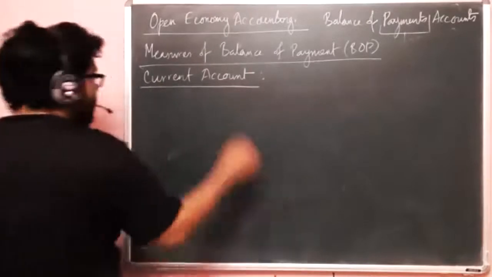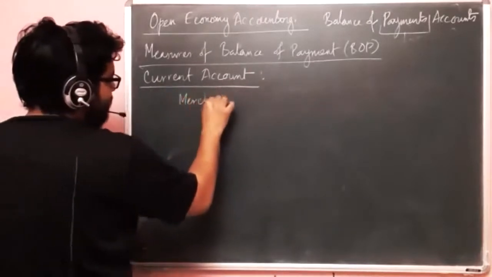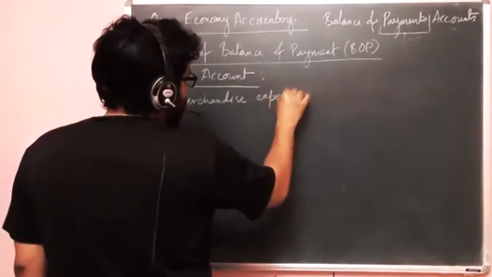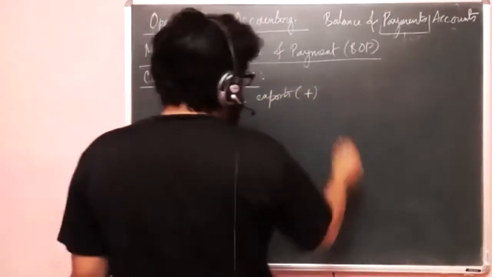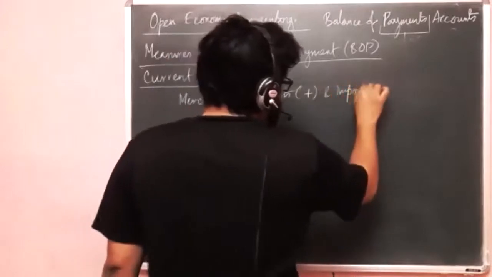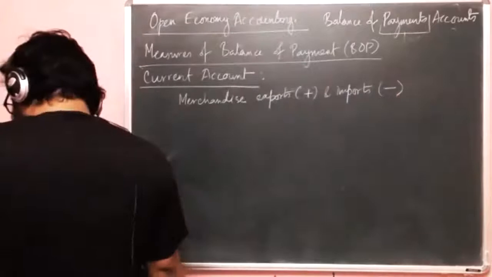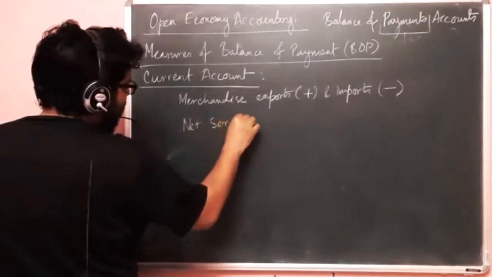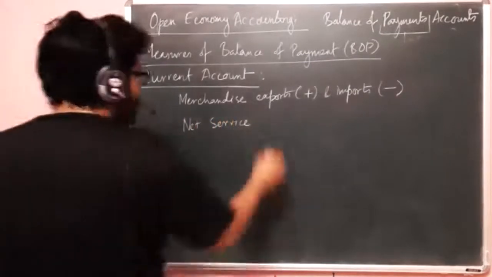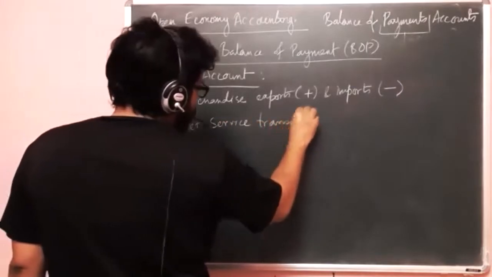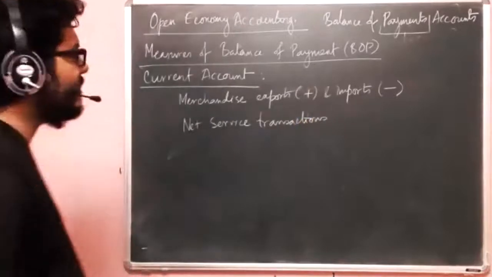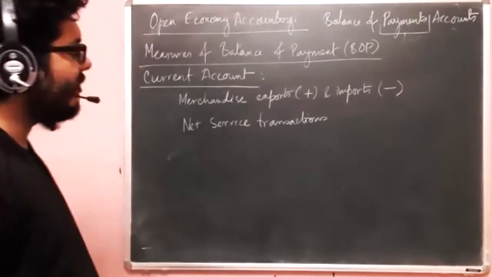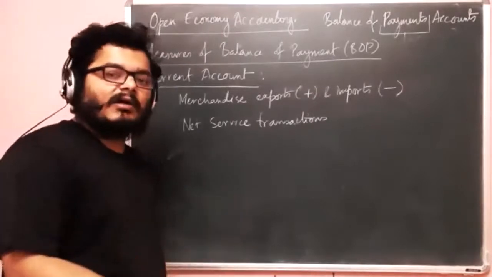Within that we have three things: merchandise, merchandise exports, that is added, and imports, which is minus, that is subtracted. In the same sense, net service transactions. Here, net basically means that when I'm writing something like service transactions, it takes into account the service that India is offering to several countries and also the service that some other countries offer to India.